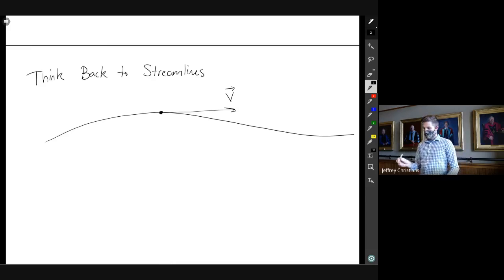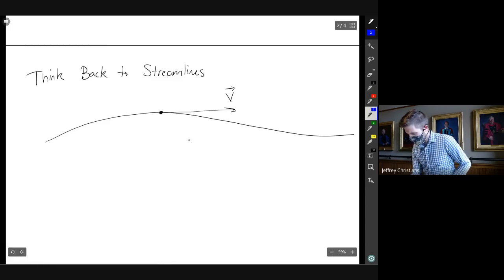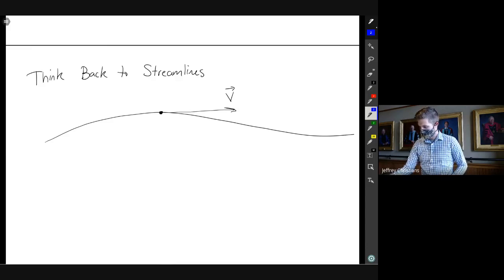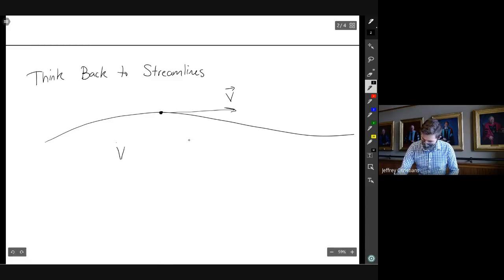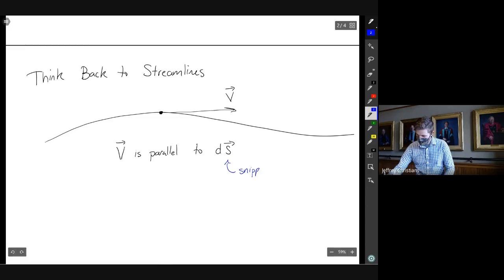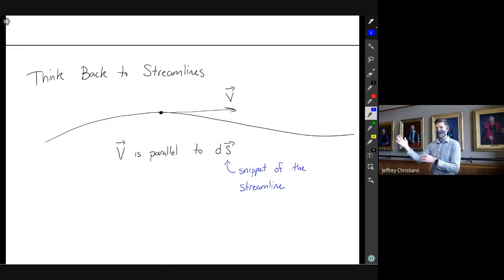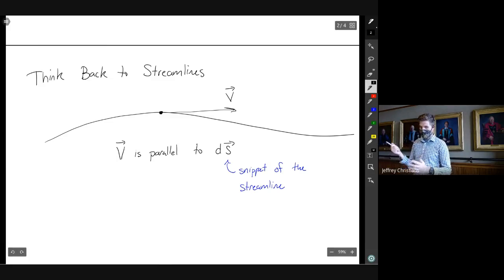Okay, which is tangent to, if we looked at a little snippet of our streamline, v is parallel to ds. Right, this is a little snippet of the streamline. That's how we were able to find streamlines from velocity fields when we did that before. That's just from the definition.